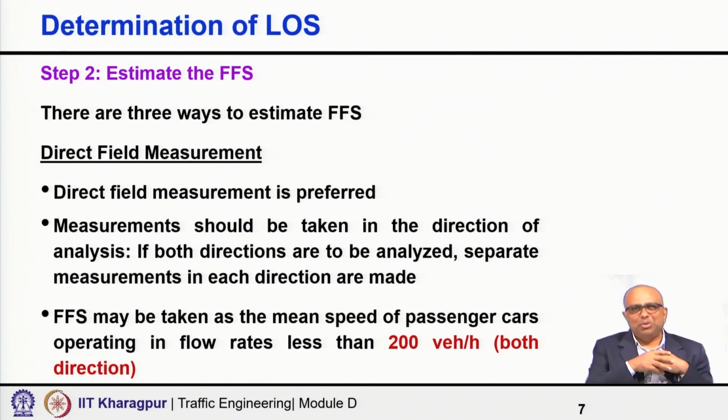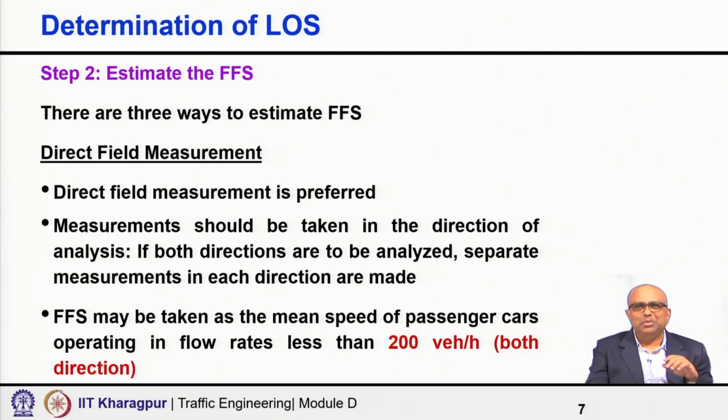So, the operation or speed gets influenced at an early stage, at even a lower value of the two-way flow. So, 200 vehicles per hour is the cap, and we must try to measure the free flow speed. If we are actually measuring the free flow speed, then it must be done with a flow level less than 200 vehicles per hour, both directions.